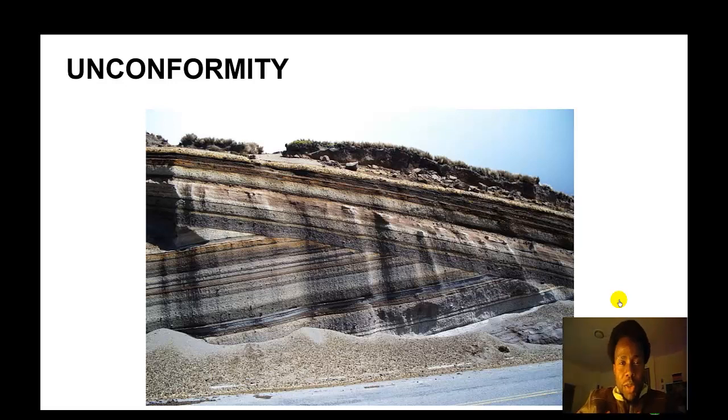In this video we're going to be learning about unconformity. Unconformity means something needs to conform but it's not conforming. Guys, that's what it means, unconformity. So let's dive right into it. This is going to be a quick one.